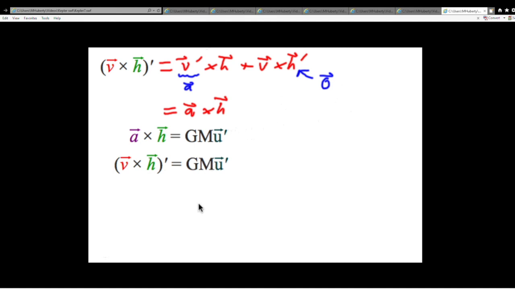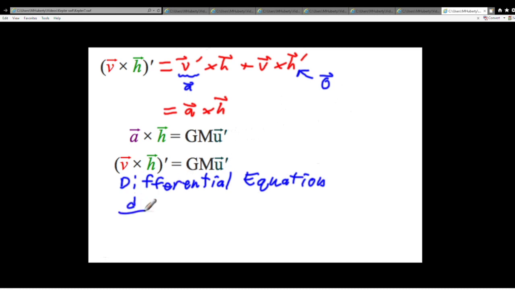Now, this itself is a differential equation. Now, why is this a differential equation? Well, we have the derivative of this stuff equals a constant times the derivative of u. And remember, this is the derivative with respect to time. Another way of writing this, derivative of v cross h, is equal to the derivative with respect to time of GM u, right? GM as a constant can be pulled up front, but otherwise that doesn't really matter.